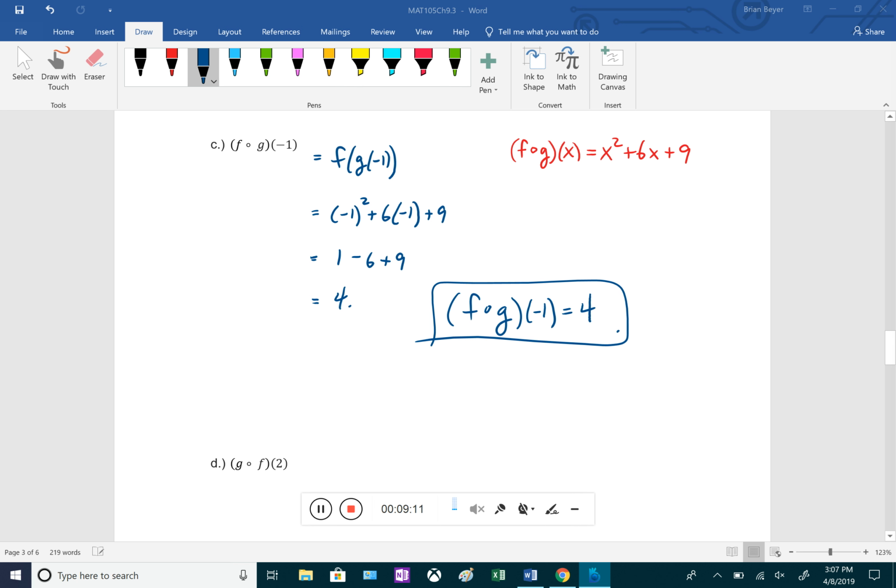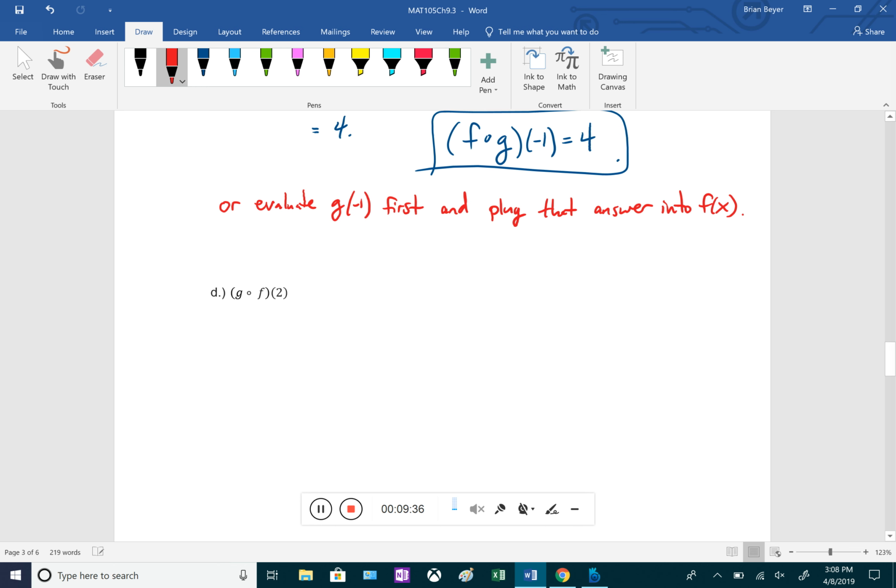So another way that you can do these ones that's a little bit longer is, if we think about it in terms of this one up here, we could have evaluated g of x when x equals negative 1. That would give us an answer, and then plug that answer into f of x, and that would give us f of g of negative 1.